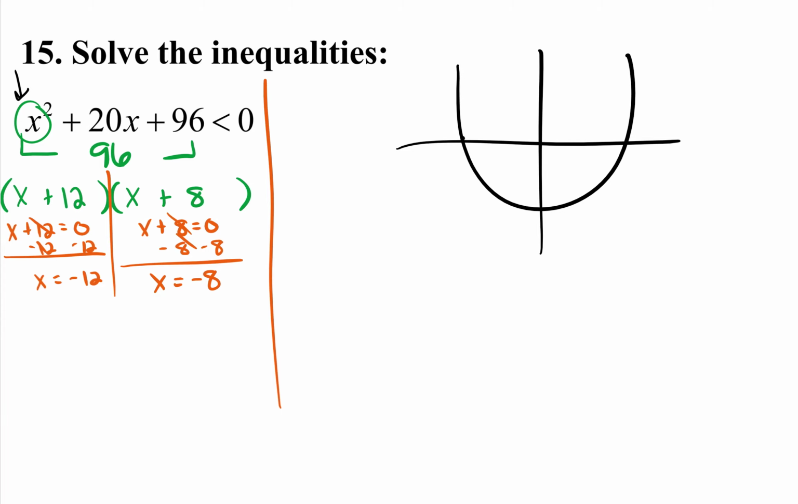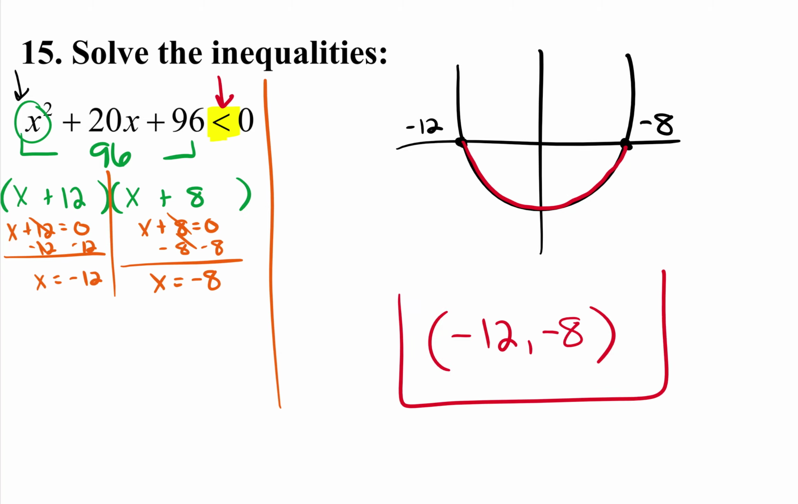My 2 points are negative 12 and negative 8. And then my last thing I need to focus on is this symbol right here. That tells me I'm less than 0, or I am this part of the line only right here in between. So that means, since I'm in between, I have my 2 points, negative 12, negative 8, and I'm going to use brackets or parentheses. Well, because this symbol right here is not underlined, I use parentheses, and that is my answer. Yay. See, that wasn't that bad. Again, as long as you're good at factoring, this is fairly simple.